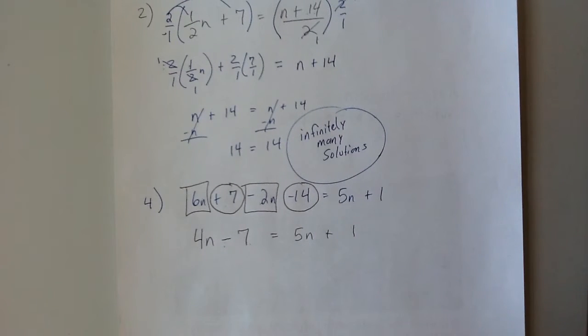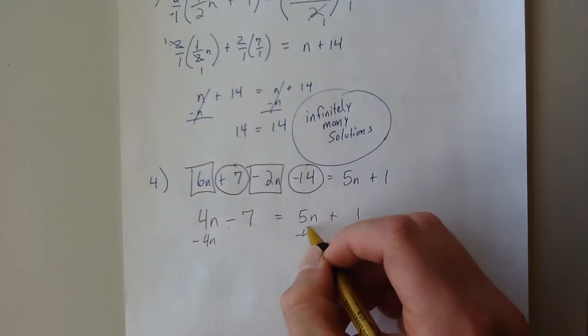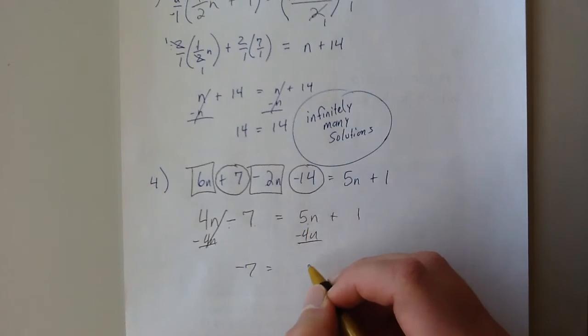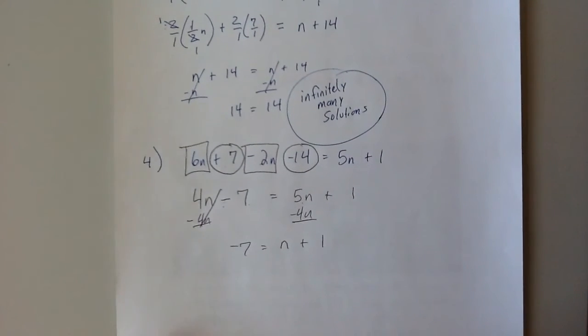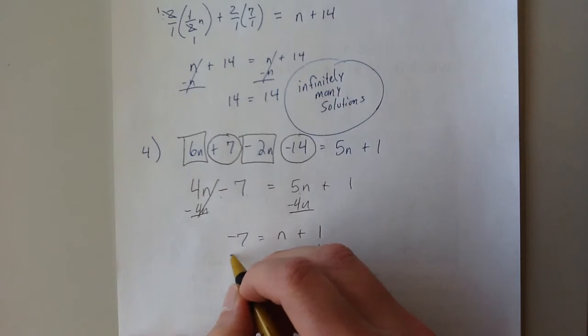Okay, so let's get the n terms on the right so that they're positive. To do that, I subtract 4n from both sides, and I would get negative 7 equals 5n minus 4n is n plus 1. So my n terms are on the right. That means to get the numbers on the left, so subtract 1, subtract 1.